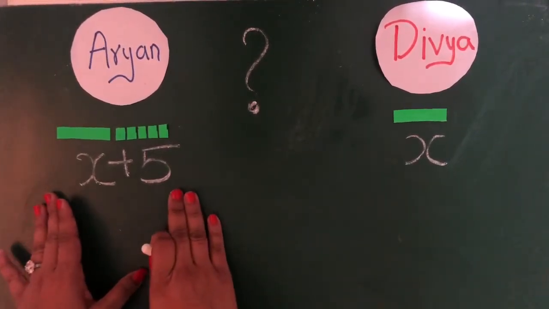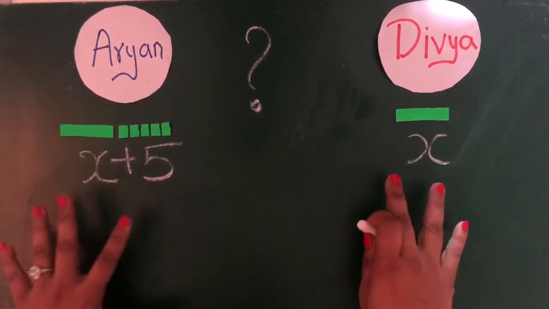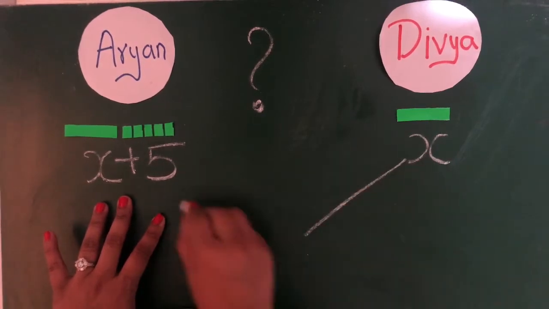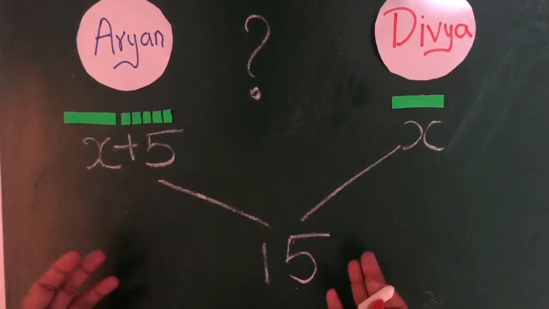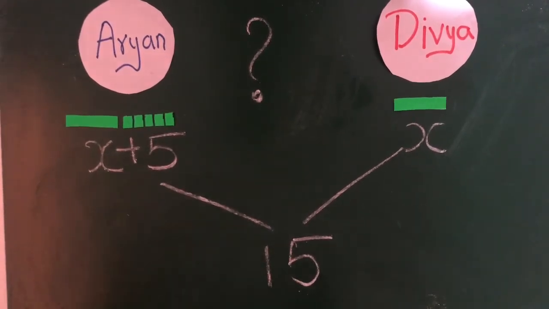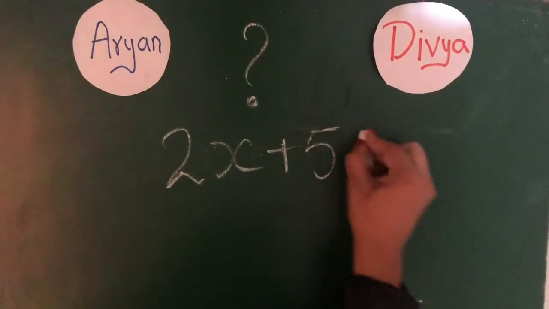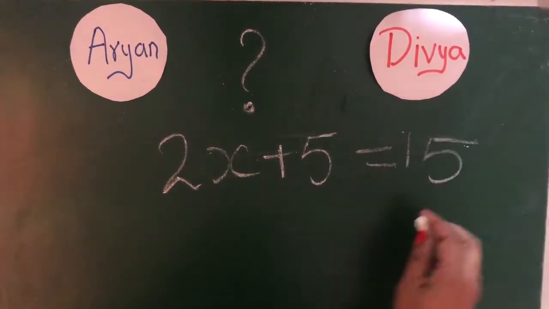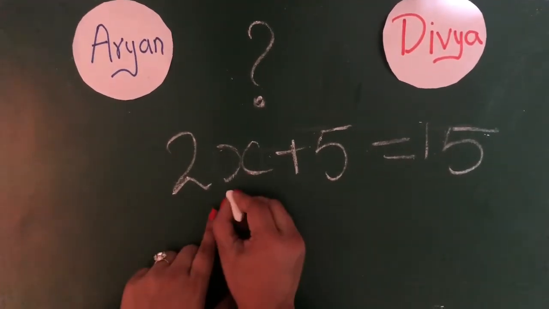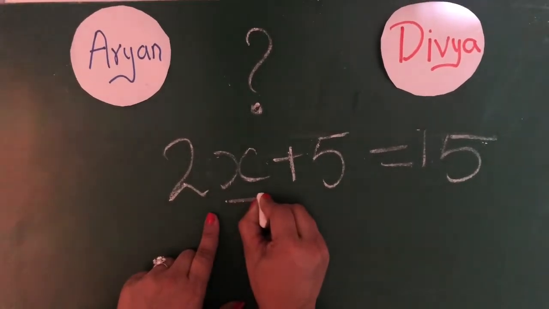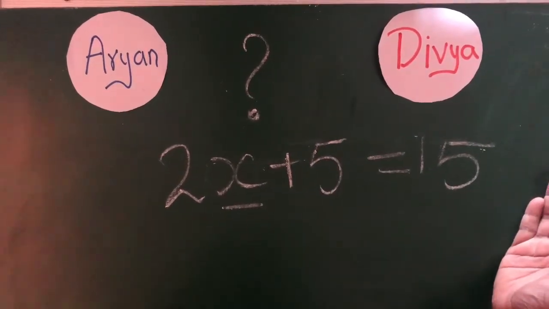So Aryan has the expression x plus 5 and Divya has the expression x. Now we know that in total there were 15 biscuits, right? How can I form this in the form of an equation? So we have the equation 2x plus 5 is equal to 15. Now how can I solve this equation? What I have to do is find the value of x, and in order to find the value of x, I have to get all the other numbers on the right hand side, right?